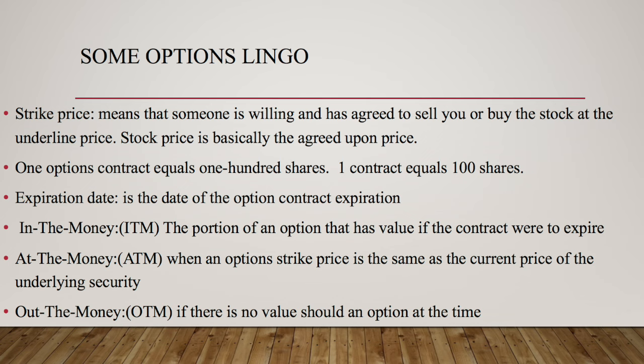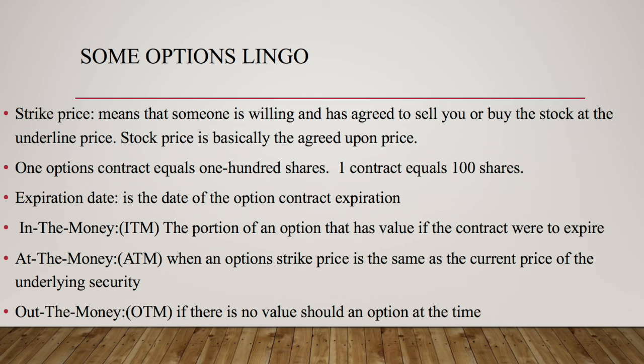This is basically some options lingo. All right, let's start with strike price. Strike price means that someone is willing and has agreed to sell you or buy the stock at the underlying price. Strike price is basically the agreed upon price. Remember that. We're going to talk about that a lot in the next few slides. Next is one option contract equals 100 shares. One contract equals 100 shares. So that means one contract equals 100 shares of the underlying stock.